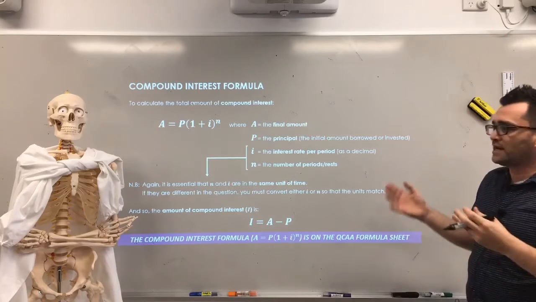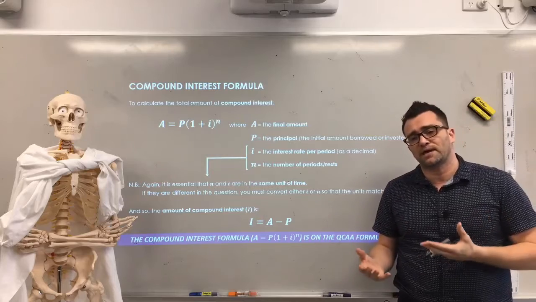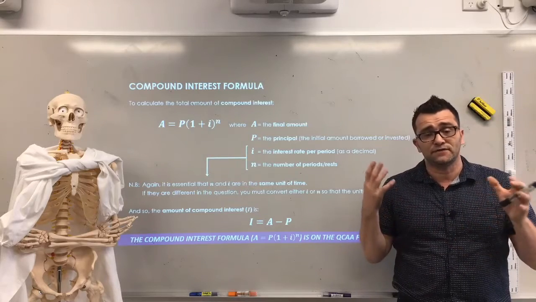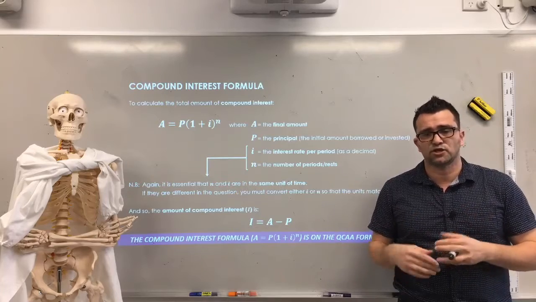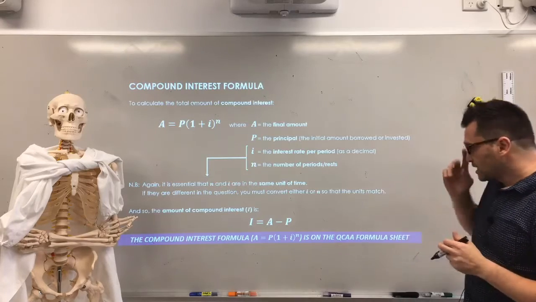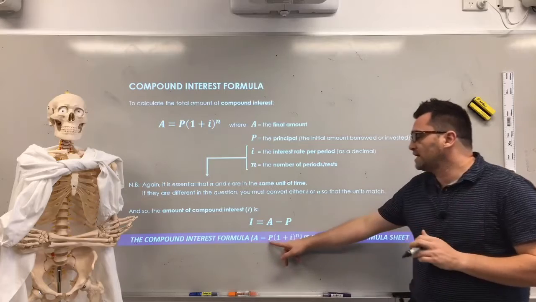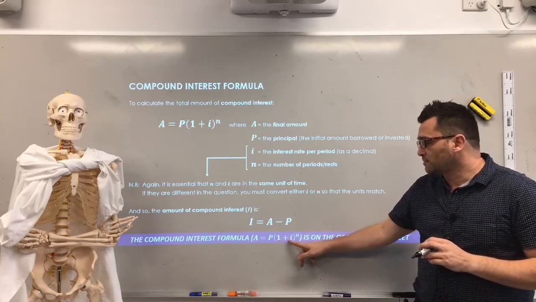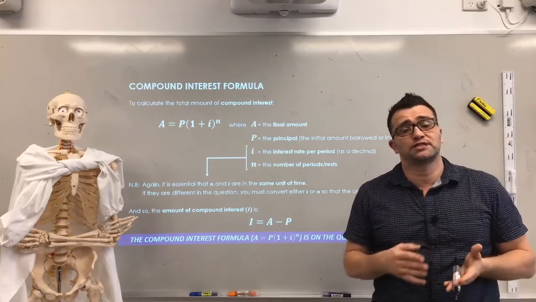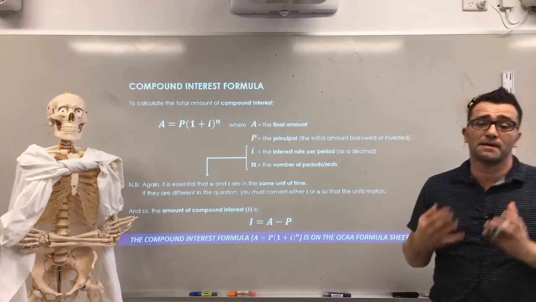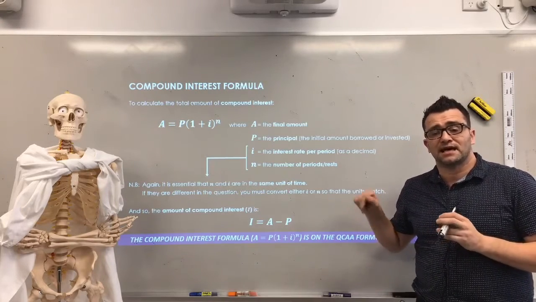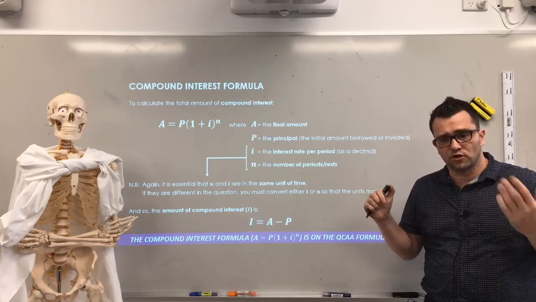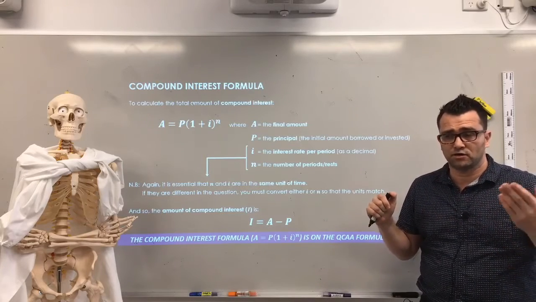So generally in a question, it will tell you how often it is compounded. If you're not told, you would always just assume annual compounding. So 12 months is the default. Your compound interest formula, A equals P times 1 plus I to the power of n, is on your QCAA formula sheet. So you don't need to remember that formula, but you need to remember what each letter means and that your compounding periods must be common.